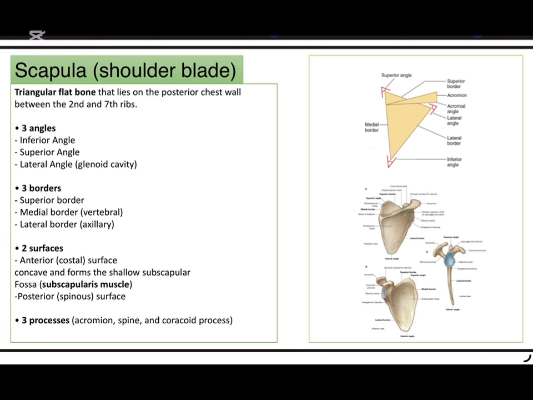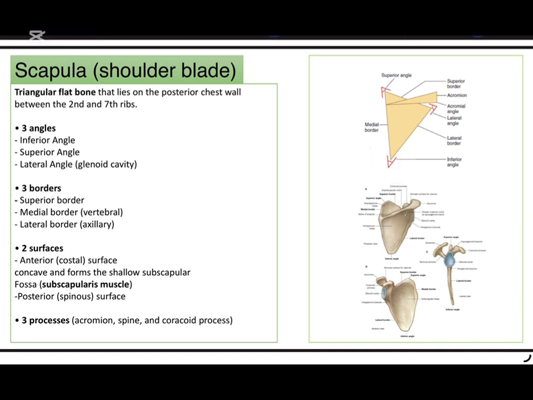What do we call the angles here? First, I have the superior angle, which is located on the medial side. Then we have the lateral angle, or we also call it the glenoid cavity, which articulates with the head of the humerus at the shoulder joint. And finally, we have here the inferior angle, okay?